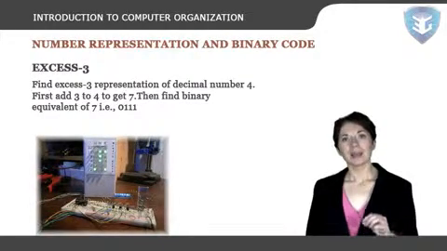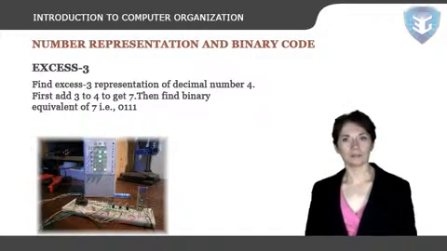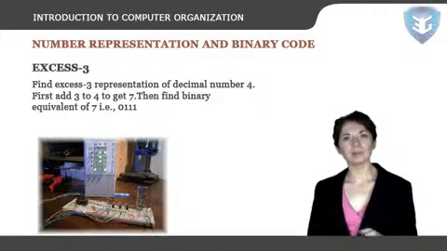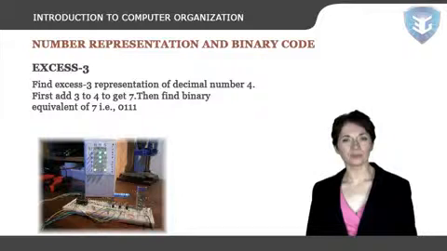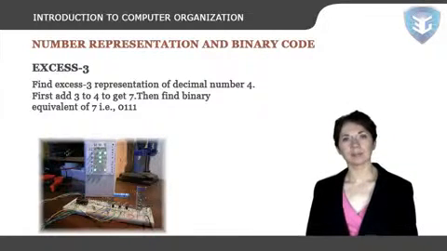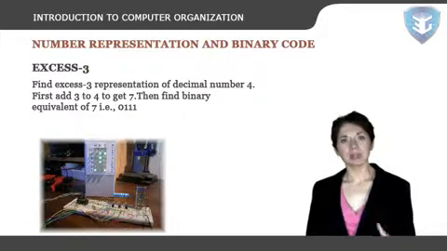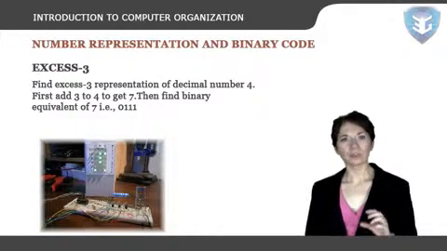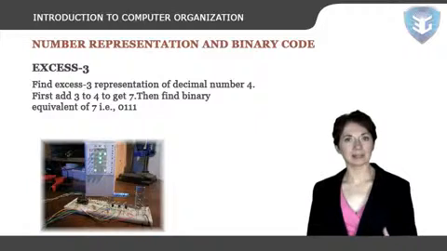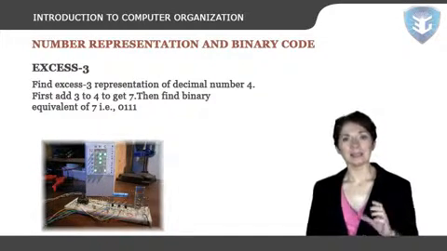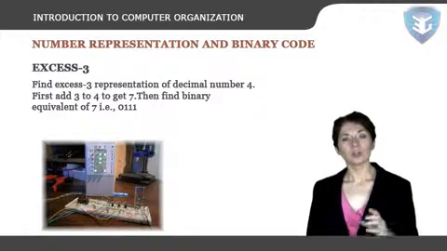XS-3. XS-3 code is an example of unweighted code. XS-3 equivalent of a decimal number is obtained by adding 3 and then converting it to a binary format. For instance, to find XS-3 representation of decimal number 4, first 3 is added to 4 to get 7. Then the binary equivalent of 7, that is 0111, forms the XS-3 equivalent.